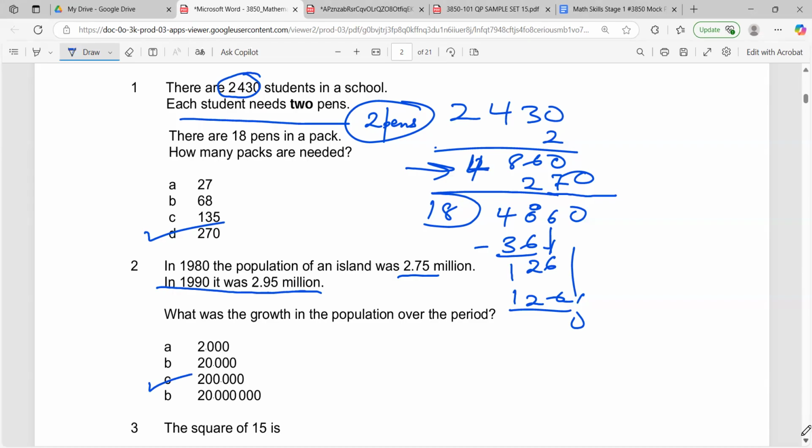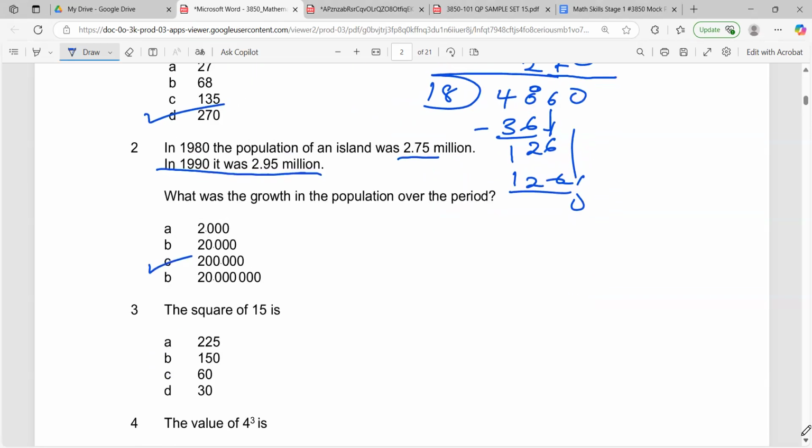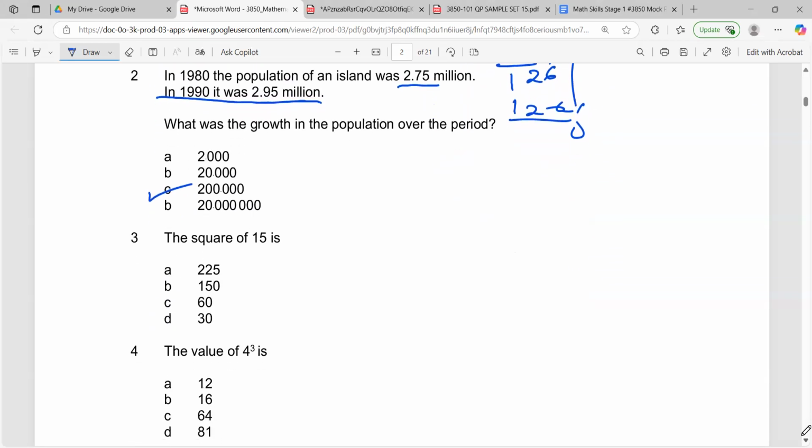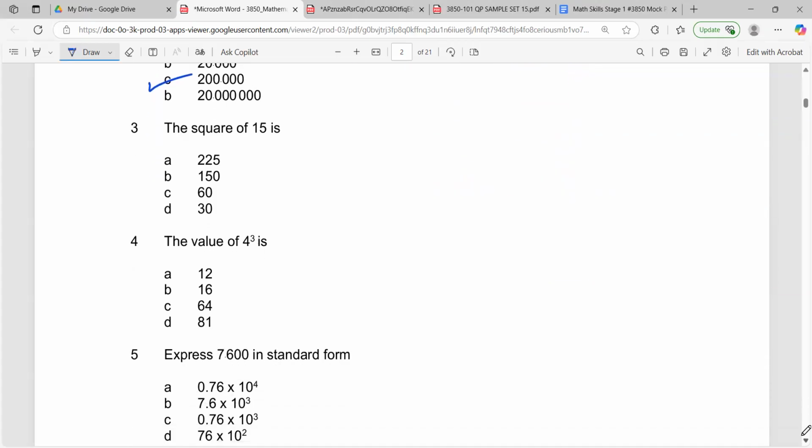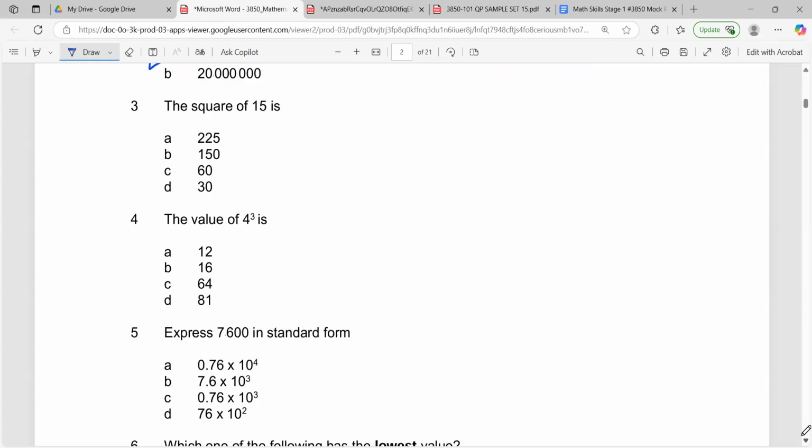All right, move on. What is the square of 15? And what is the value of 4 to the third? You see them bring back that one again? Then bring back the one with the 4 to the third.